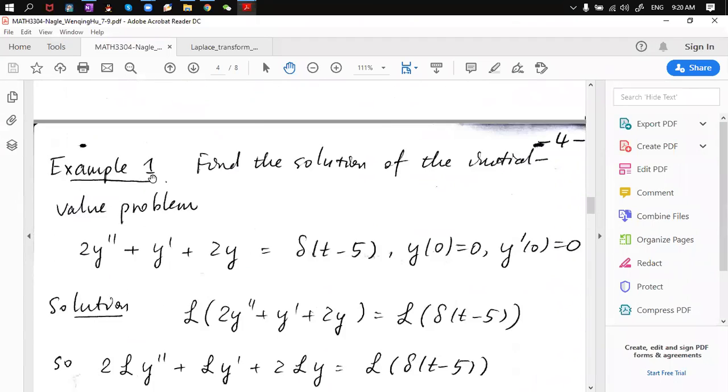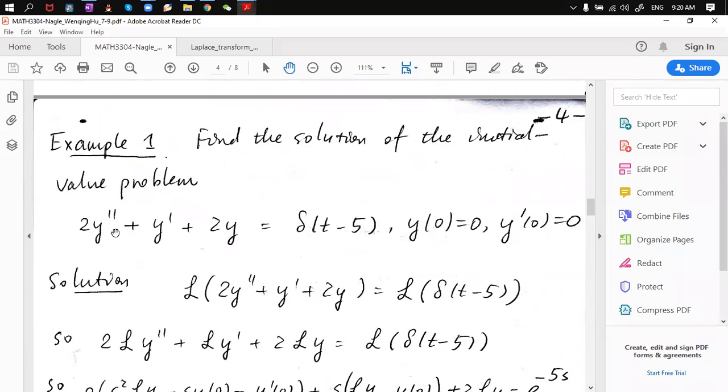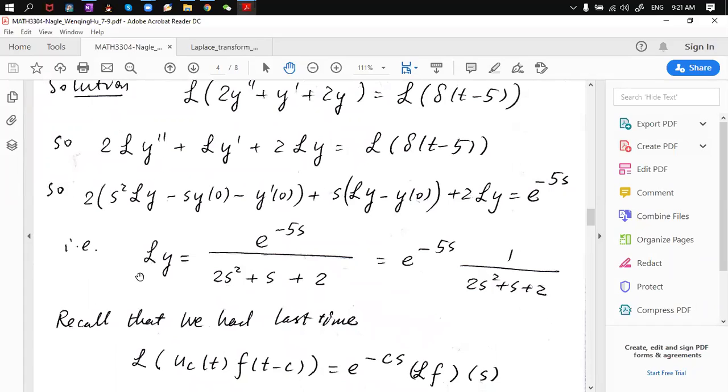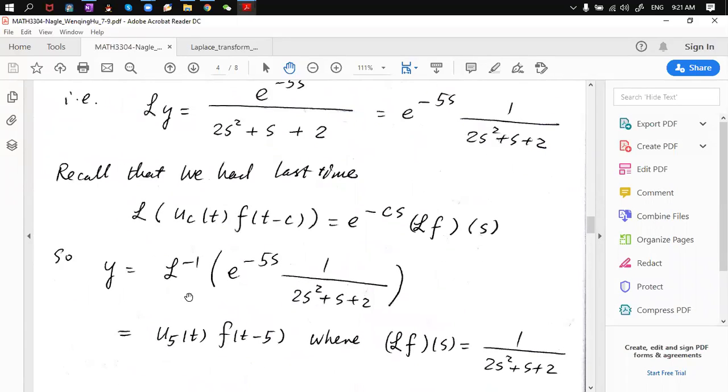This one is an example we've been talking about last lecture, right? We find a solution of this initial value problem where the right-hand side is the delta function delta t minus 5. What we have been doing there is that we first apply the Laplace transform on both sides, and remember that delta t minus 5 is transformed to e power minus 5 times s, right? Once that is done, the Laplace transform of y is equal to e power minus 5 times s multiplied by this function. So you want to transform this function back.